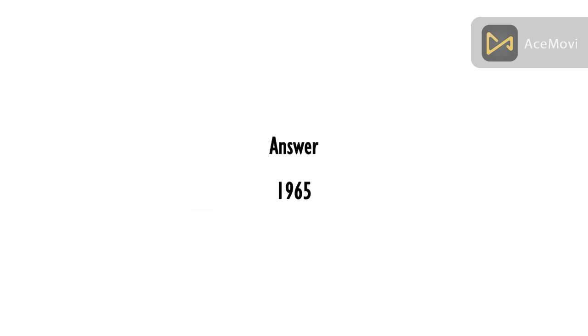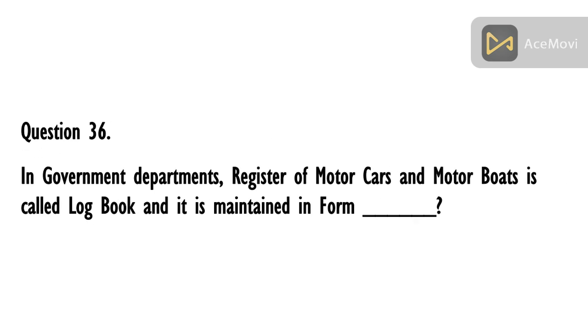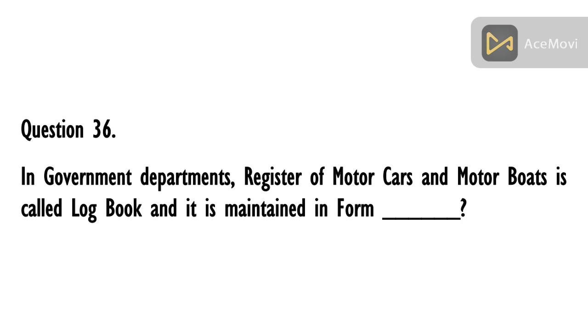Answer: 1965. Question 36. In government departments, the register of motor cars and motorboats is called a logbook, and it is maintained in Form Answer: 48, 48A, 48B.